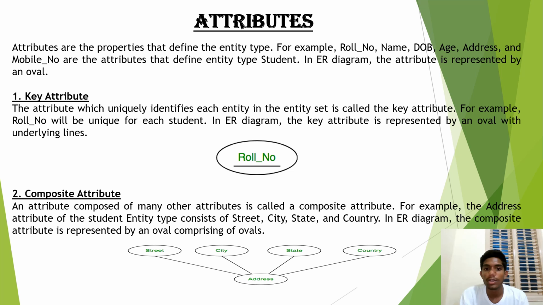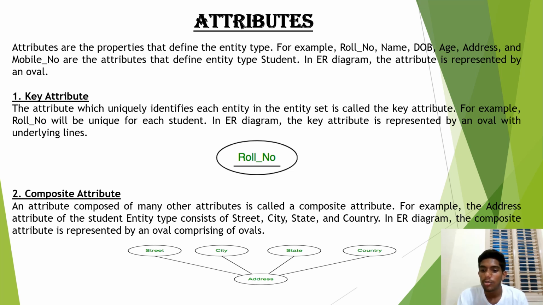Attributes are the properties that define the entity type. For example, roll number, name, date of birth, age, address, mobile number. These are all the attributes which define the entity type student. In ER diagram, the attribute is represented by an oval. There are many types of attributes. In that, key attribute: the attribute which uniquely identifies the entity in the entity set is called key attribute. For example, roll number will be unique for each student. The key attribute is represented by an oval with underlining.